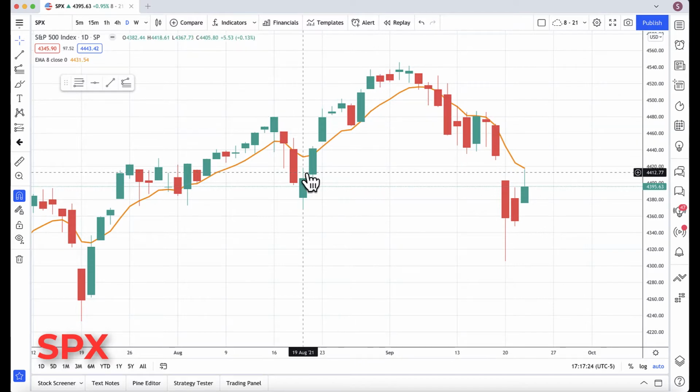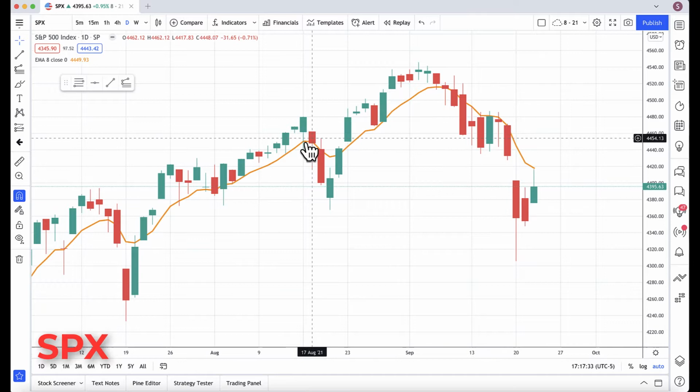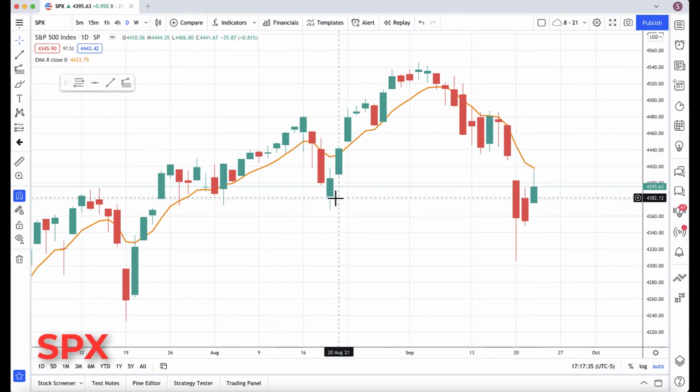Why do we use the 8? It tested out the best. I mean, if you use a 9 or the 7, even if you use a 10, it's an area you're watching for. Exponential also tests out better than simple.